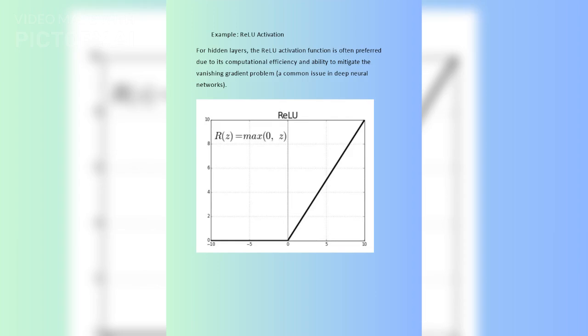For hidden layers, the ReLU activation function is often preferred due to its computational efficiency and ability to mitigate the vanishing gradient problem, a common issue in deep neural networks.